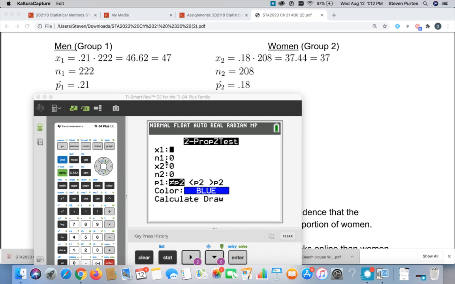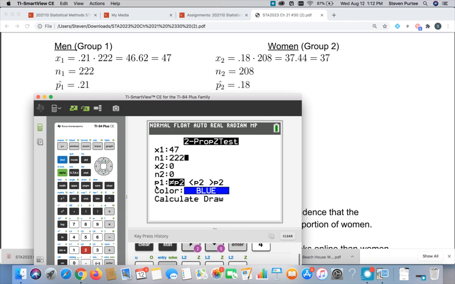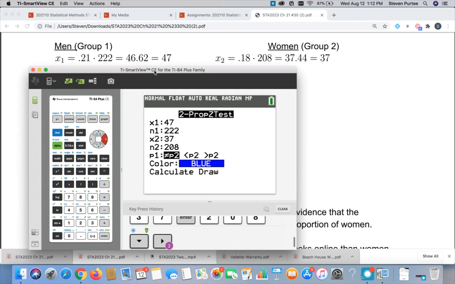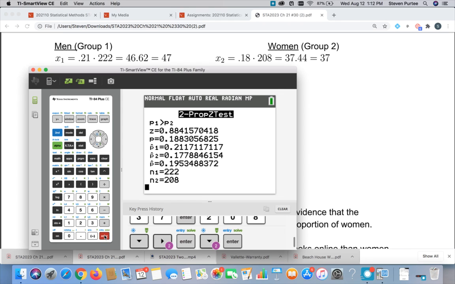It is important to get these in the right order. So X1 was 47. Remember, if we do not type a whole number into the X's, the calculator is going to get mad at us. 222, 37, and 208 right here. Our alternative will always be greater than. In fact, we can just leave that there. So highlight greater than. P1's greater than P2. Hit calculate, and we're done.